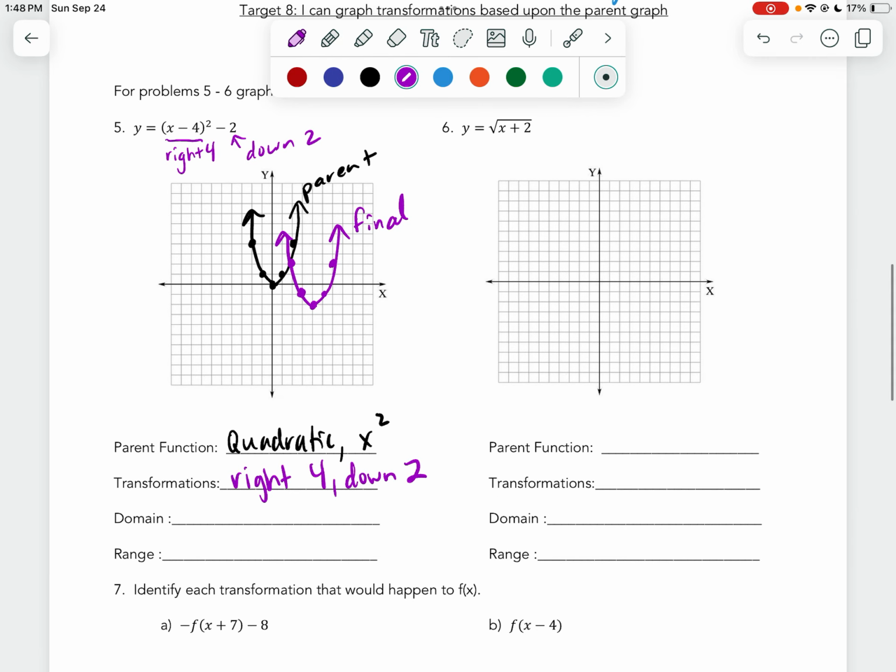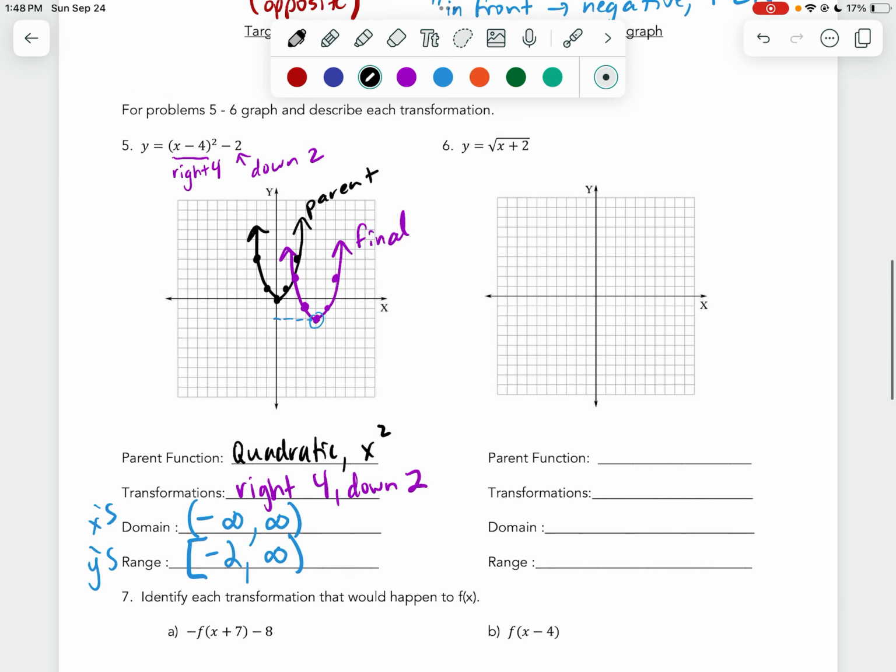And then I do domain and range based off of that. So domain is always my x's, so left to right. There's an arrow pointing left and an arrow pointing right. So this is negative infinity to infinity. And the range is the y values. The lowest y value is at -2, and then it goes up forever. So that's my domain and my range. That's from the last test.